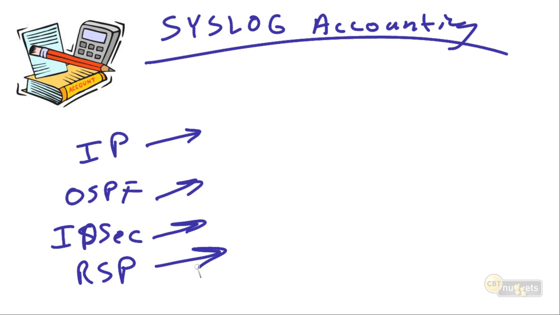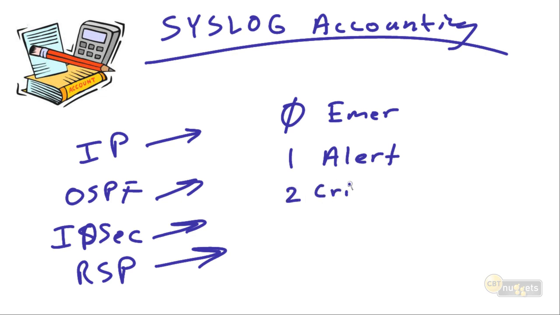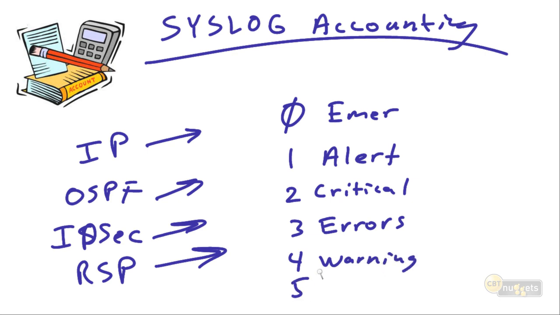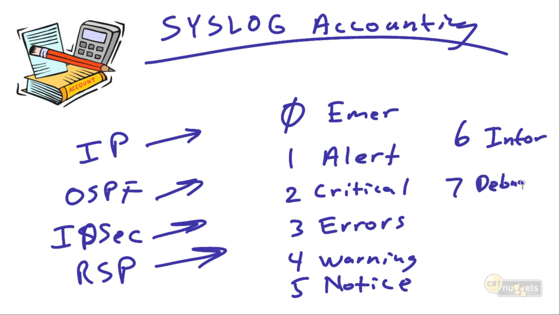System messages have a severity level. If it's a 0 system message, this means it's an emergency. If it's a level 1 message, it means that it's an alert. A level 2 message is for critical events. A level 3 message is for errors. A level 4 message is for warnings. A level 5 message is for a notice. A level 6 message is for informational. And then a level 7 message is for those debugging messages that we can run at the command line.